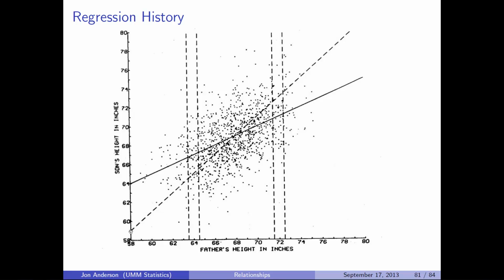Perfect transfer of height would be represented by this dashed line between fathers and sons. And you can see that perfect transfer of height is not happening. The basic pattern of height is this solid line. It's much less steep and much more muddled. Father-son heights don't transfer cleanly like Galton thought or wished.